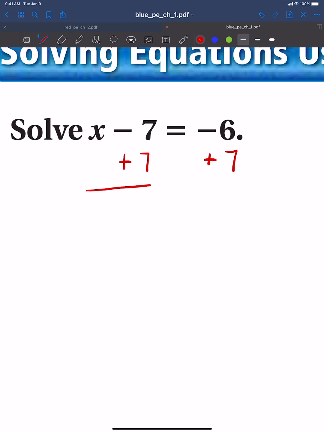Okay, now think of this as just one big, long addition problem. Negative 7 plus 7, that equals 0, which means it goes away completely. But that's what we wanted, right? We want to get x all by itself. That's our job. Now x is by itself on this half of the equation. Now I've got negative 6 plus 7.